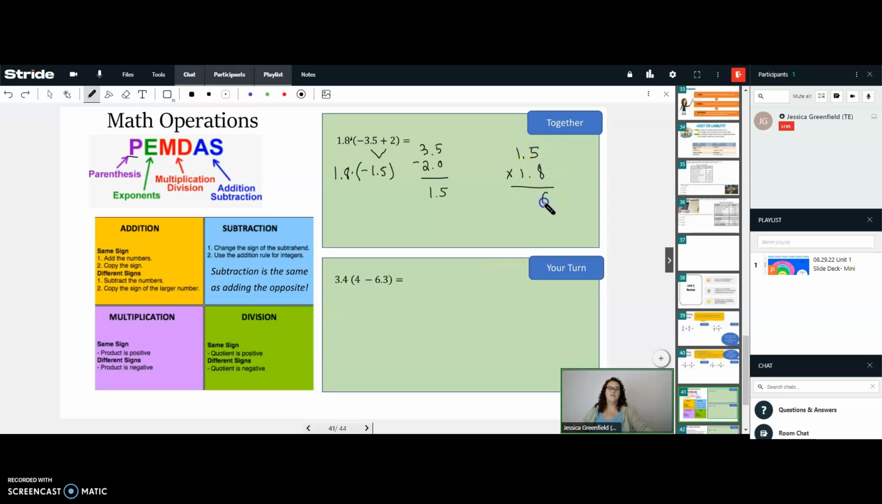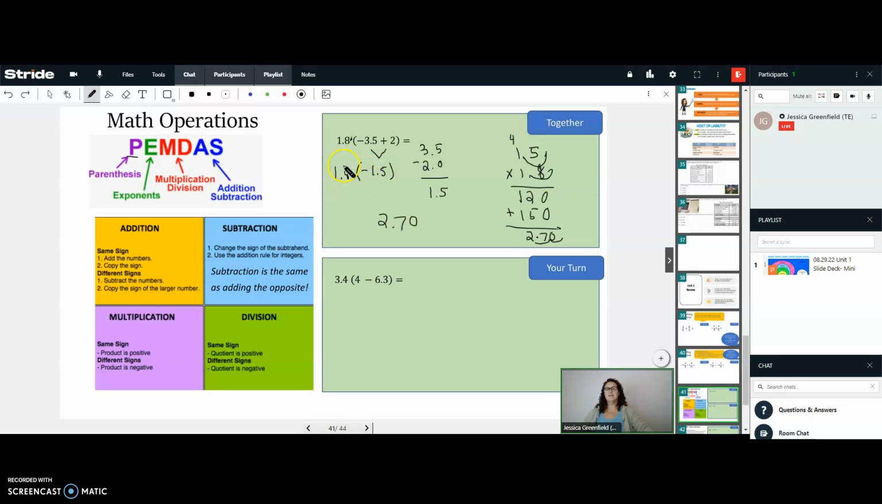So 8 times 5 is 40, carry my 4. 8 times 1 is 8, plus 4 is 12. I'm done with the 8, so I'm going to hold that spot right there with a 0. Then 1 times 5, 1 times 1, and then I add all of this up. I'm going to get a 0, a 7, a 2. Go back and count 1 space, 2 spaces, jump back 1, 2 spaces. So my answer here is definitely going to be 2.70, or 2.7.